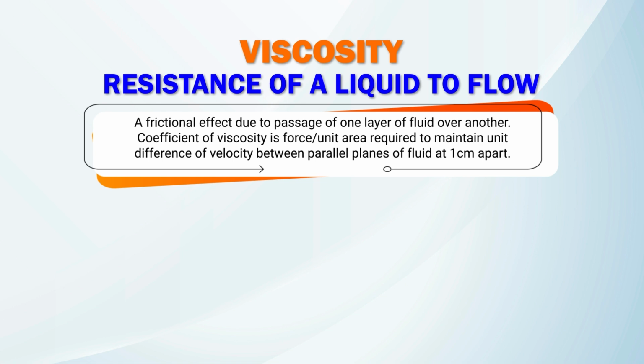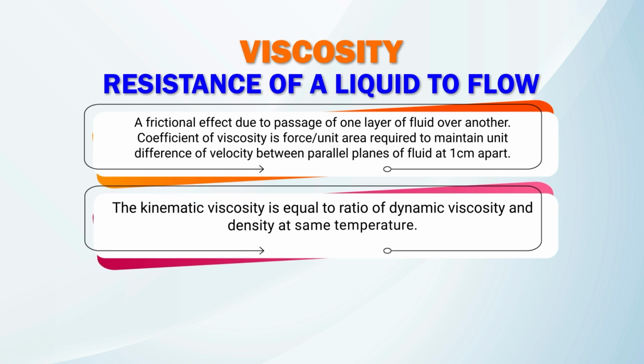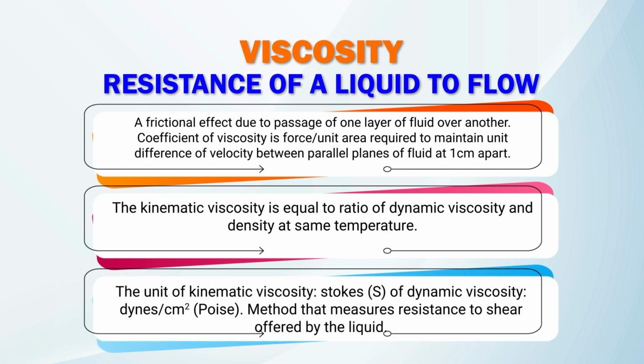Assume that there are two planes, one at 1 centimeter above the other one, then the coefficient of viscosity is the force per unit area required to maintain unit difference of velocity. Now the kinematic viscosity is equal to the ratio of dynamic viscosity and density at the same temperature. The unit of kinematic viscosity is Stokes and dynamic viscosity is dynes per centimeter squared, which is the poise or centipoise. A method that measures resistance to shear offered by the liquid is used for determining the viscosity.